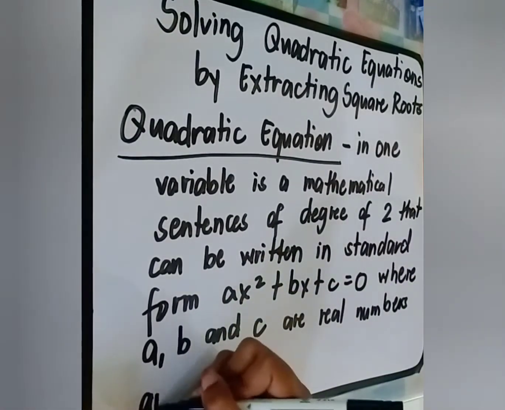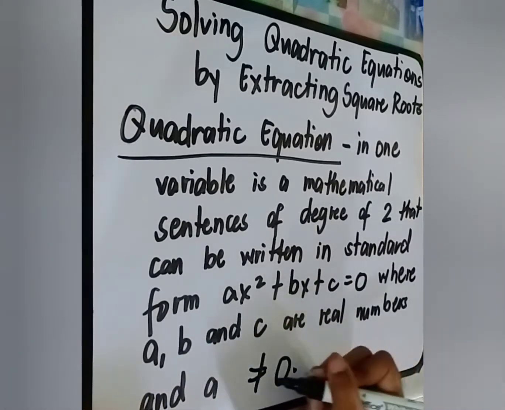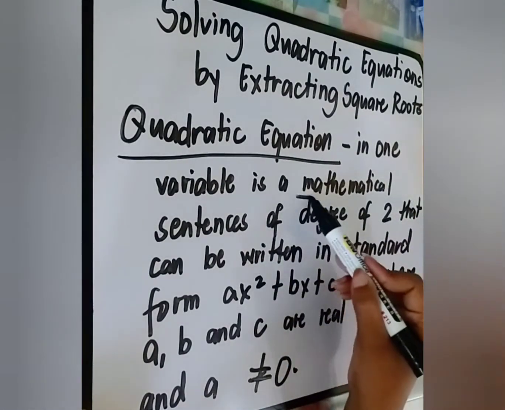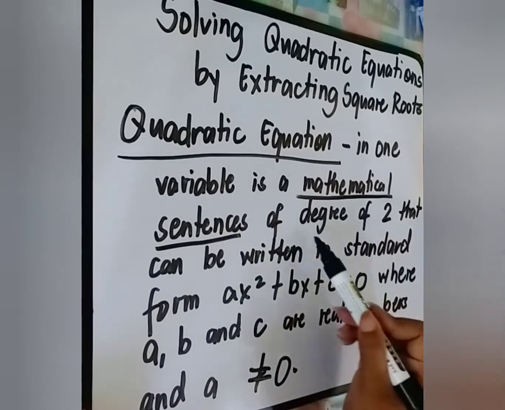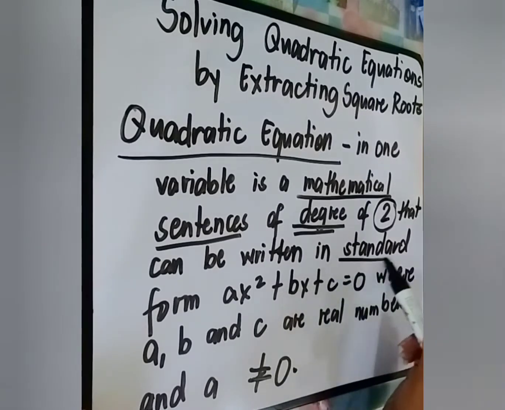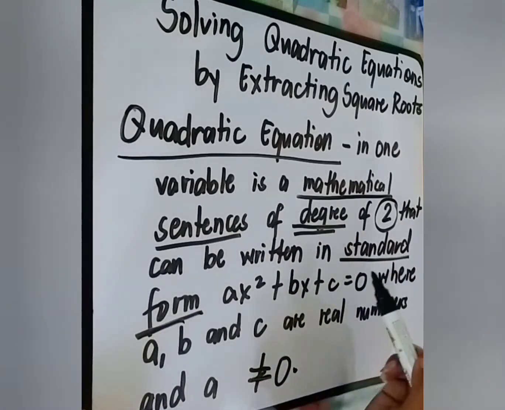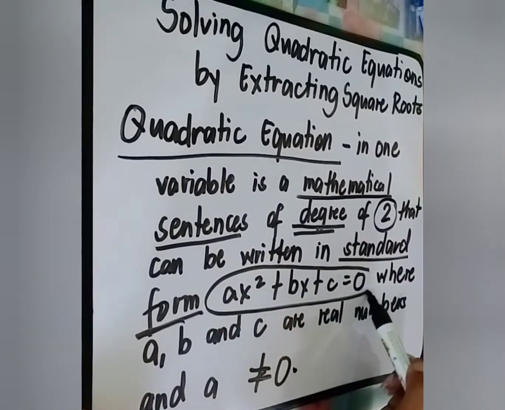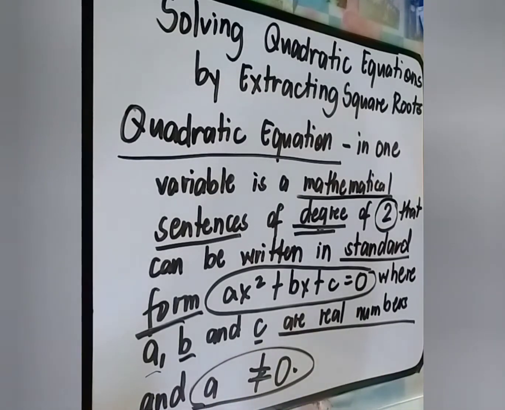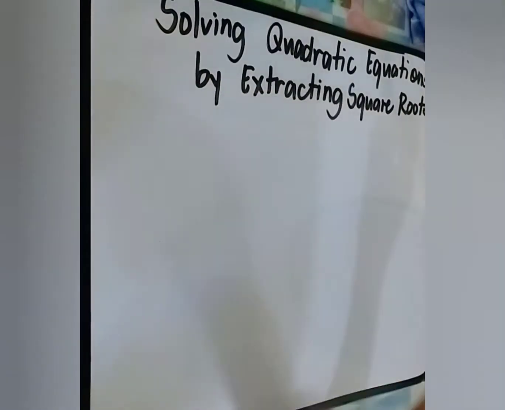Quadratic equation in one variable is a mathematical sentence of degree 2 that can be written in the standard form ax squared plus bx plus c is equal to 0, where a, b, and c are real numbers and a is not equal to 0. So, mga dapat tandaan is mathematical sentences na ang highest degree is 2, and then ang standard form niya is ax squared plus bx plus c is equal to 0, where a, b, and c are real numbers and a is not equal to 0. Yan yung mga dapat tandaan in the definition of quadratic equation.